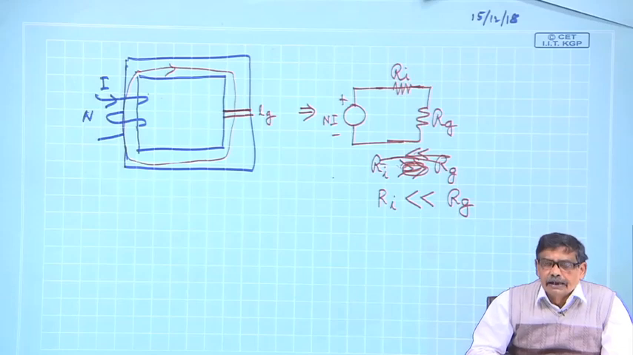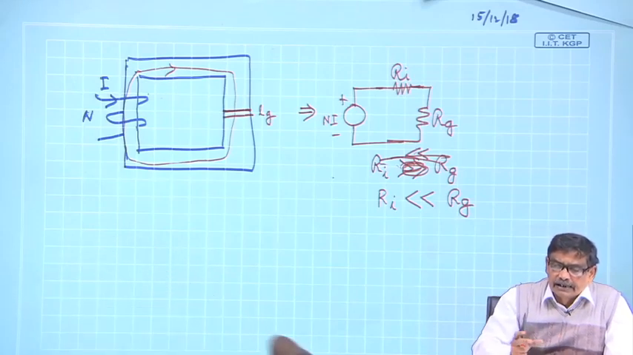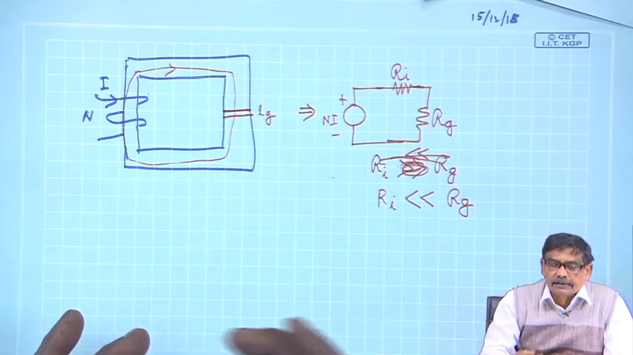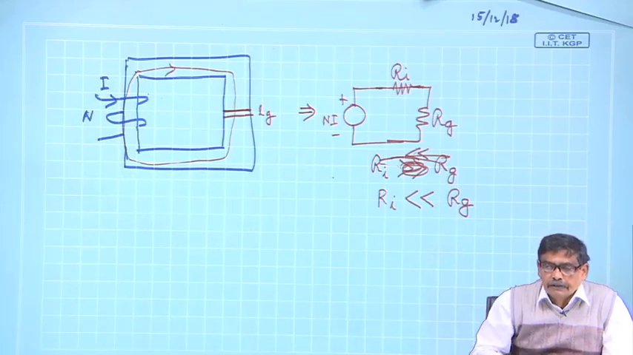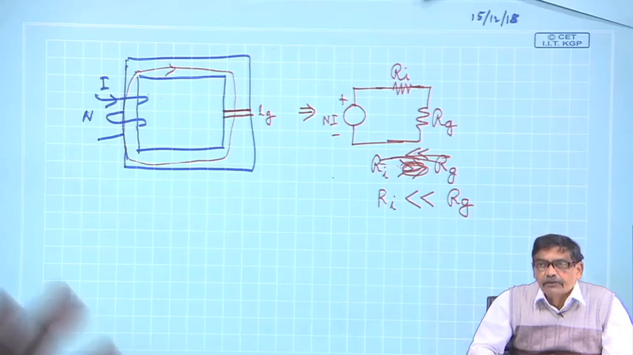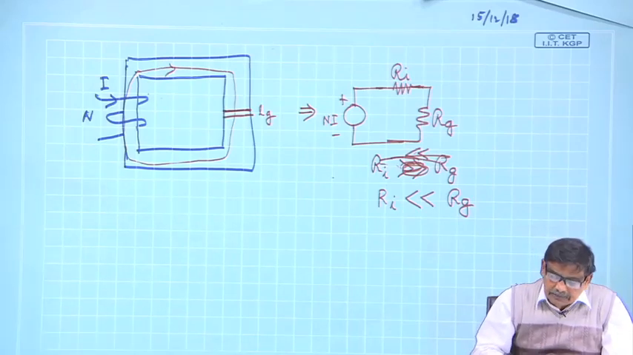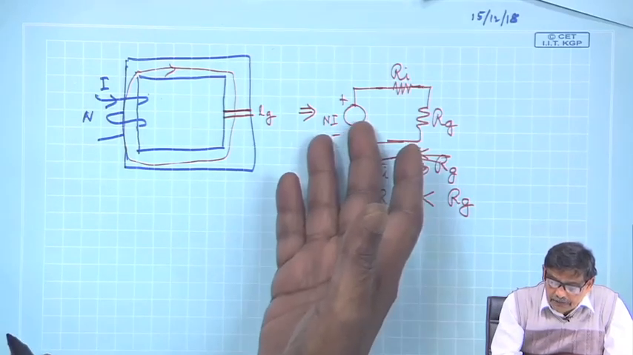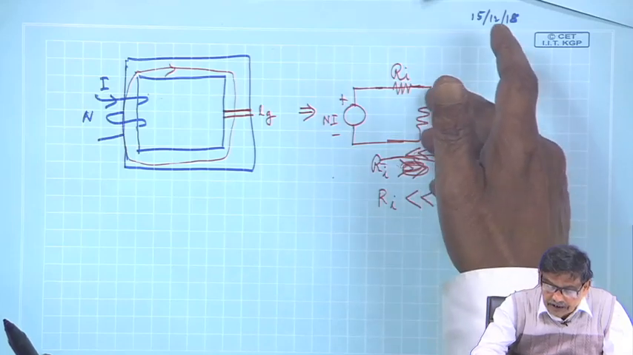Imagine a circuit having a low resistance and a high resistance in series and connected to a source. Since they are connected in series, the current will be the same. Therefore, all the voltage will appear across the high resistance. Similarly, you can assume that all the MMF will be dropped across Rg.